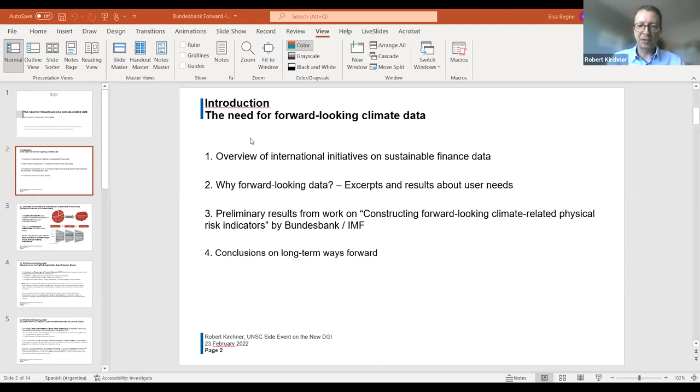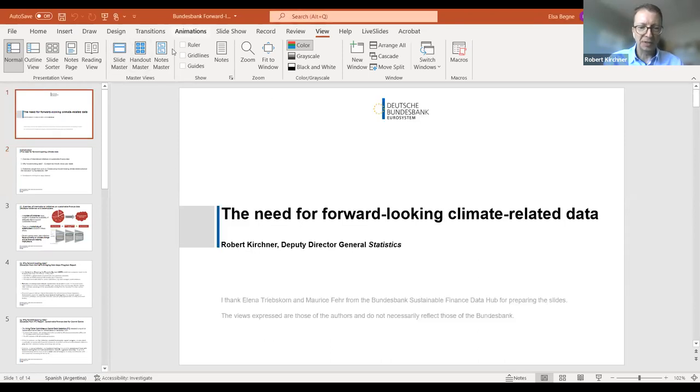And also for the possibility of sharing with you some considerations on the need for forward-looking climate-related data. Here I benefited very much from the advice of my colleagues, Elena Kriebskone and Maurice Seer in the Bundesbank. So next slide, please.